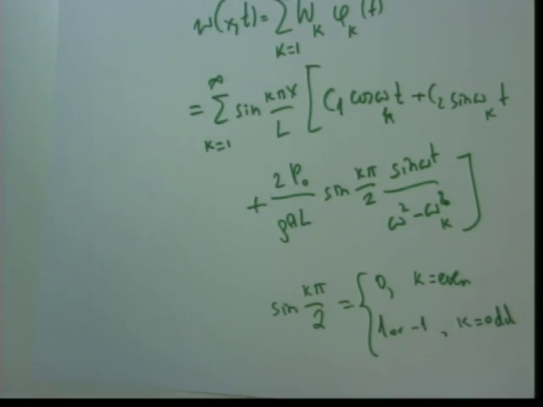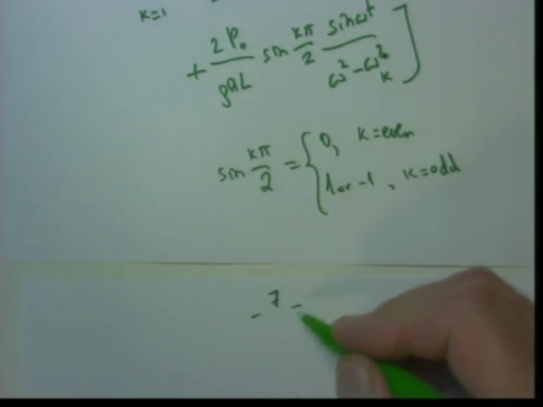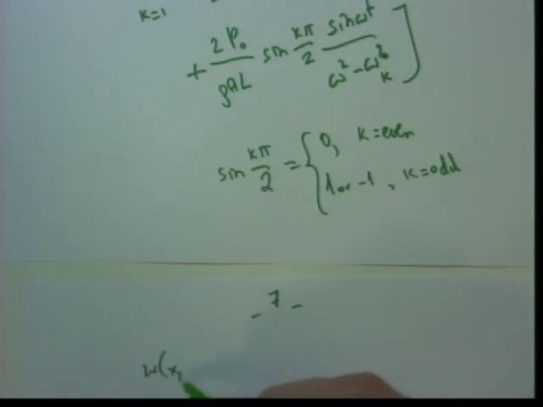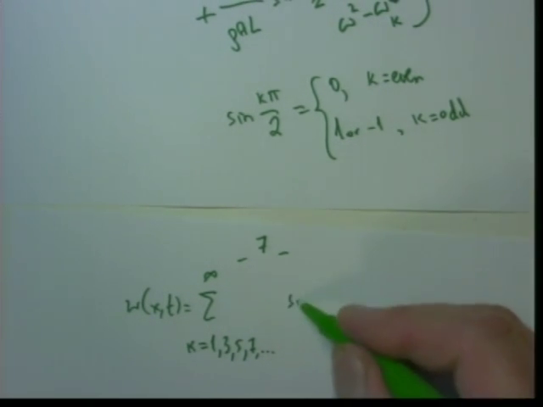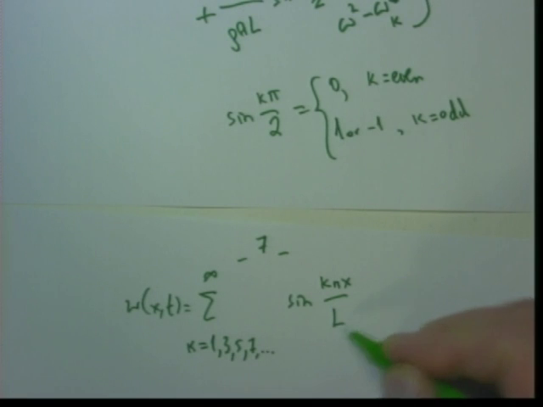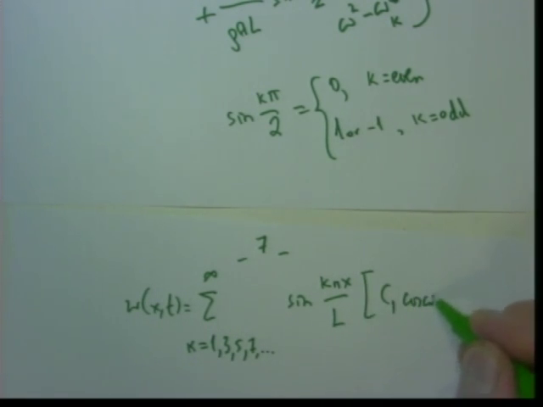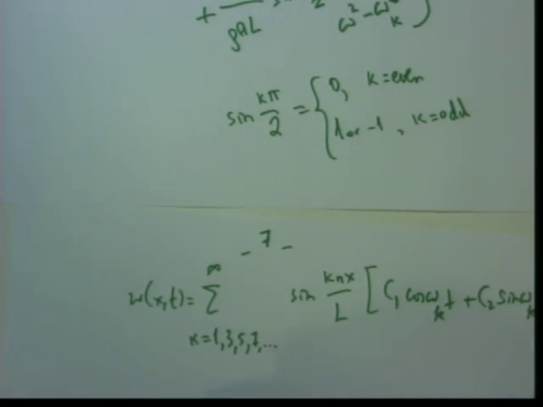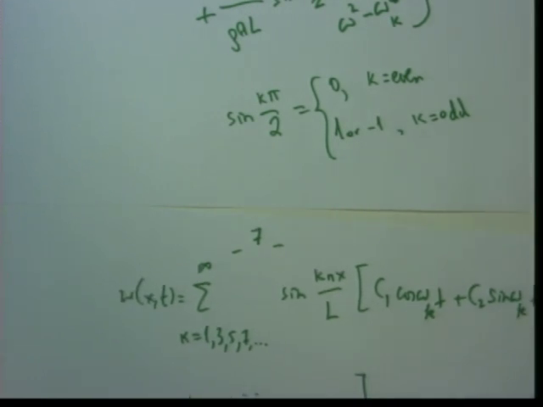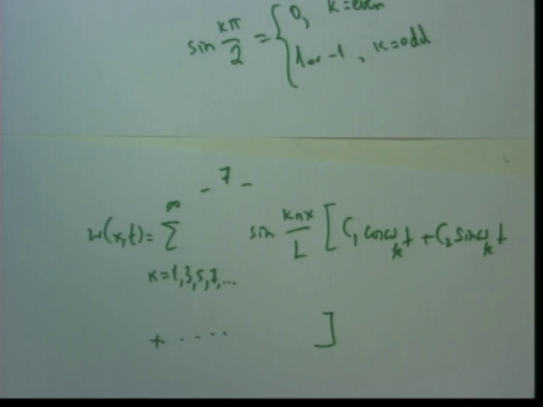So therefore, the final expression, equation 7, will be W(x,t) equals the sum over k not from 1 to infinity, but k equals 1, 3, 5, 7, etc., to infinity, of sine(k pi x over L), times C1 cosine omega_k t plus C2 sine omega_k t, plus another term.